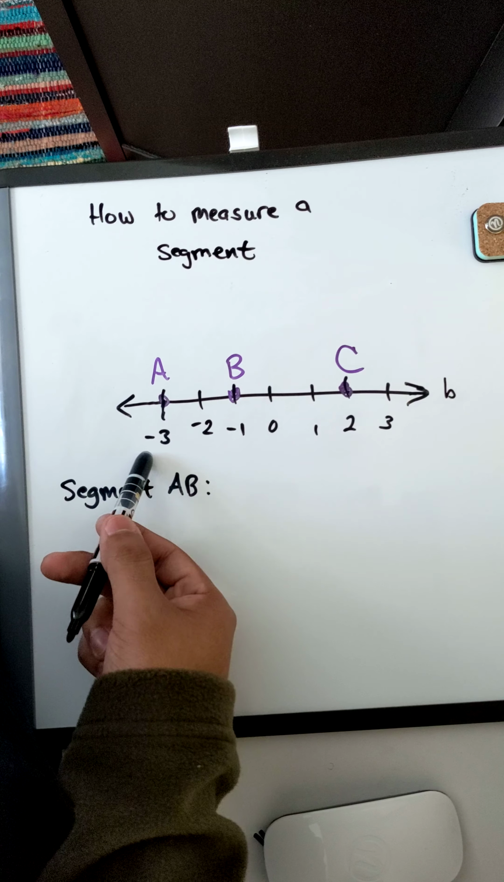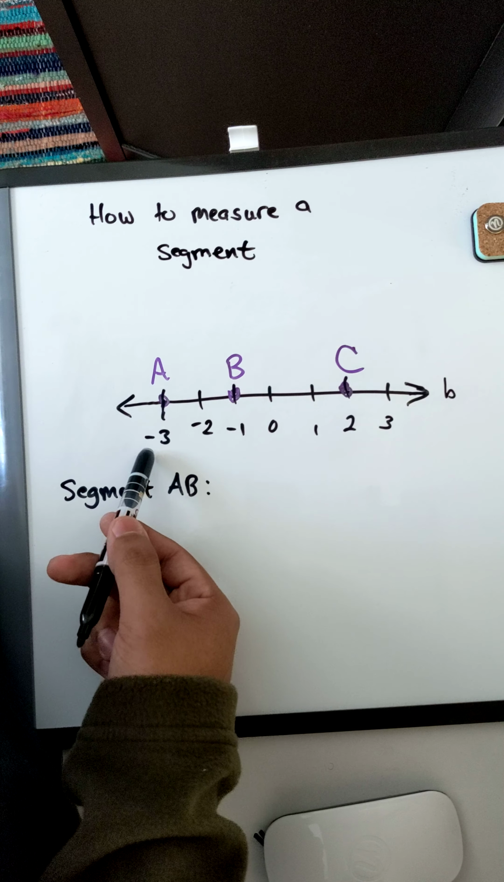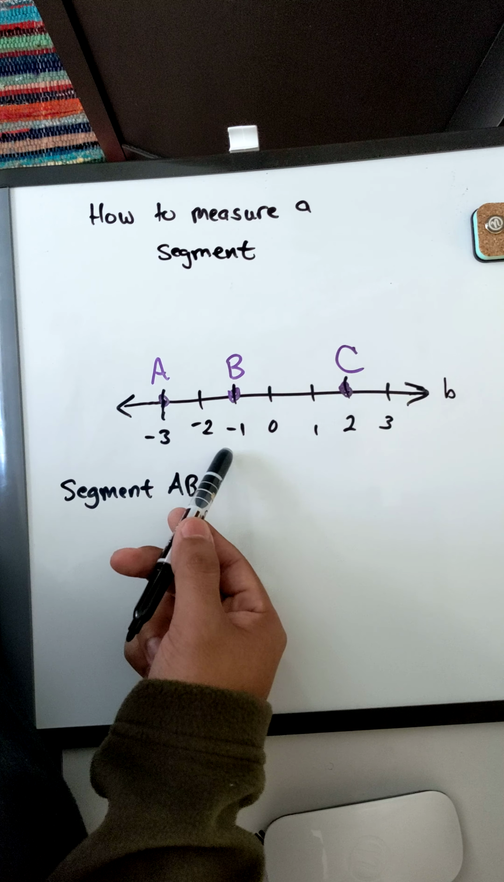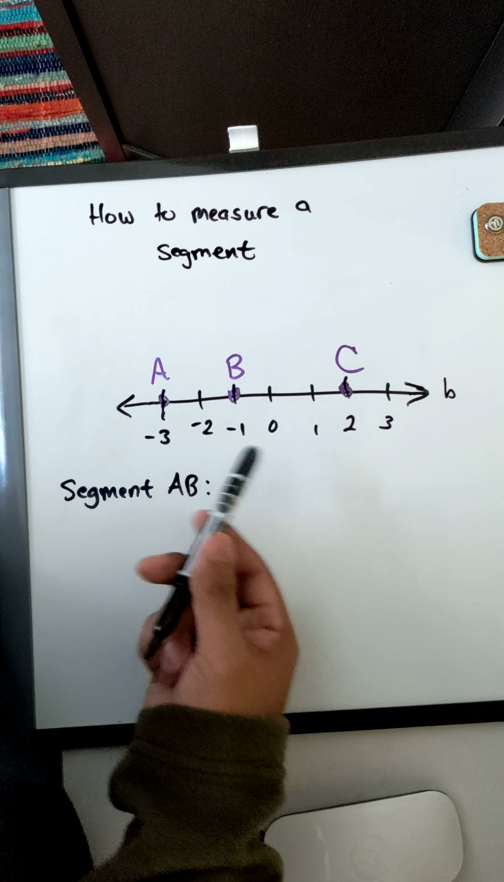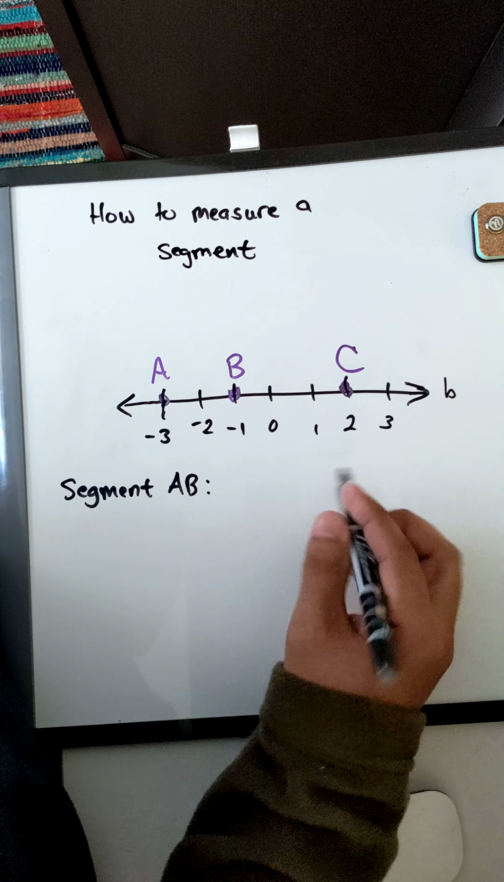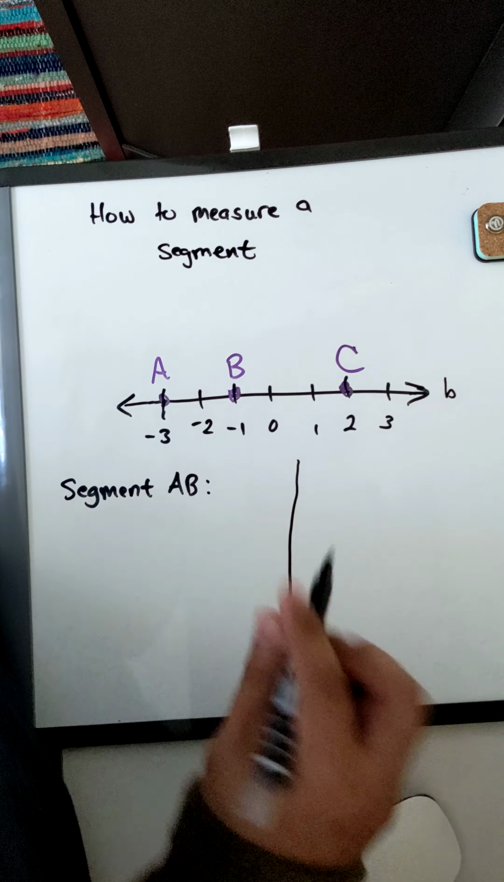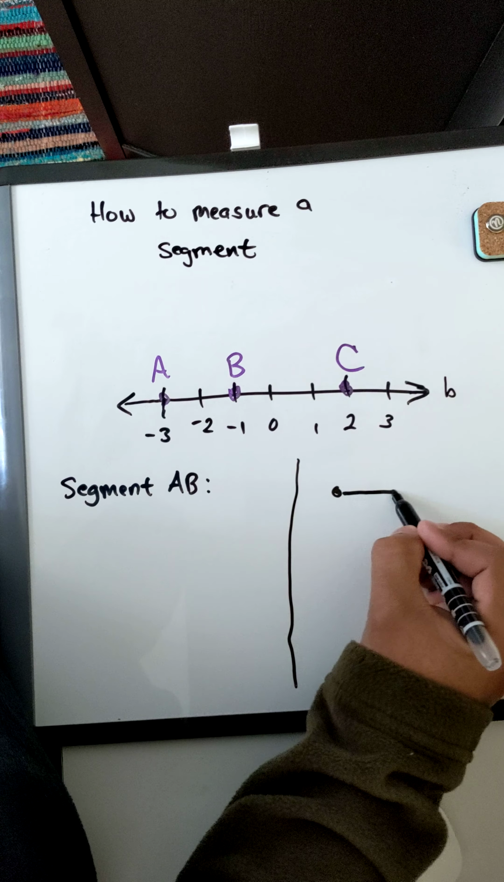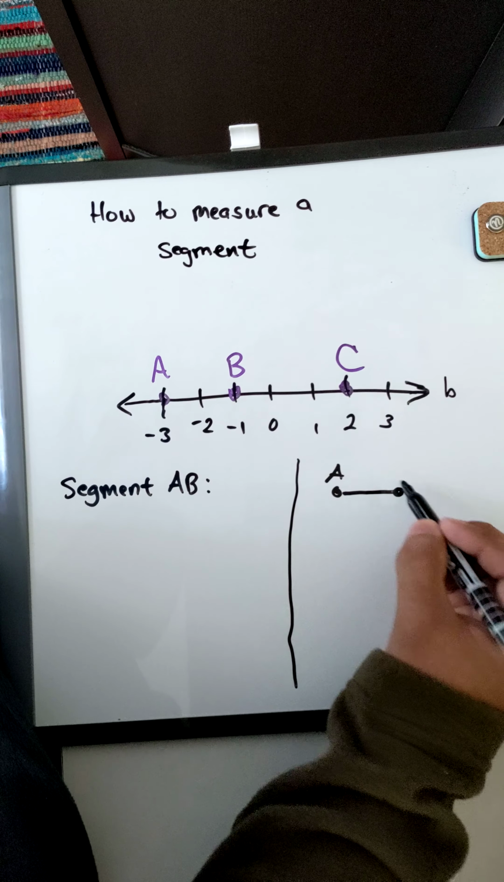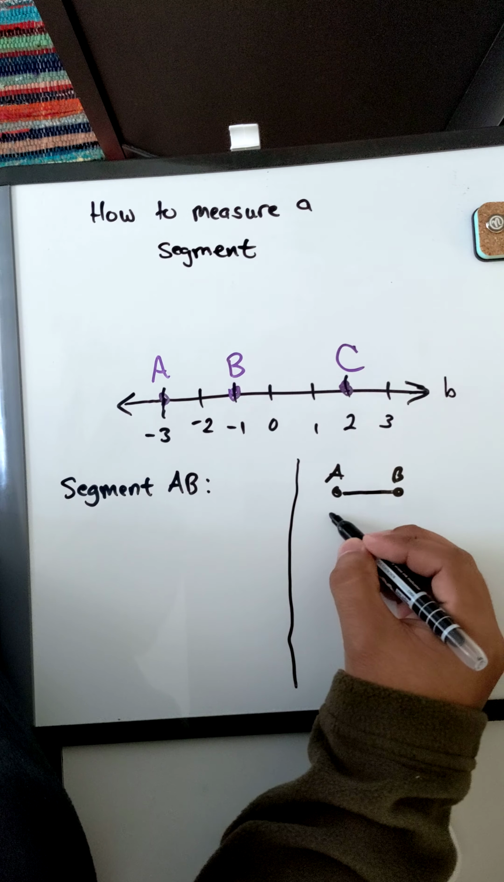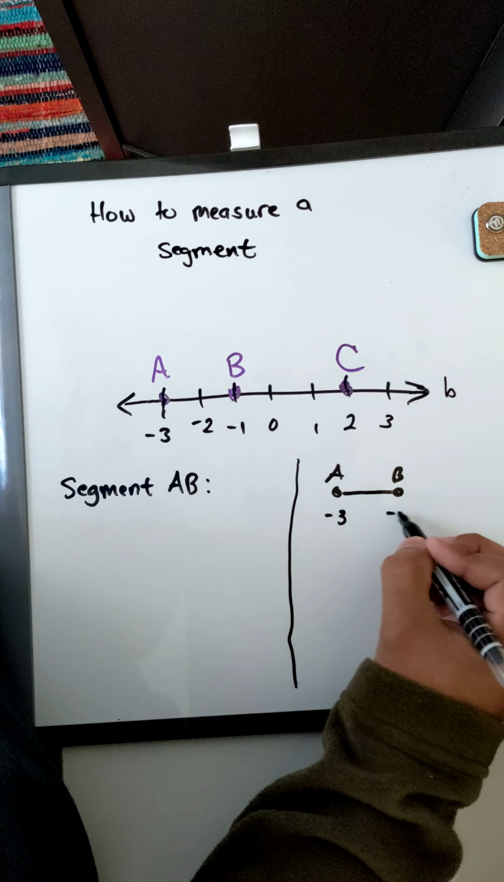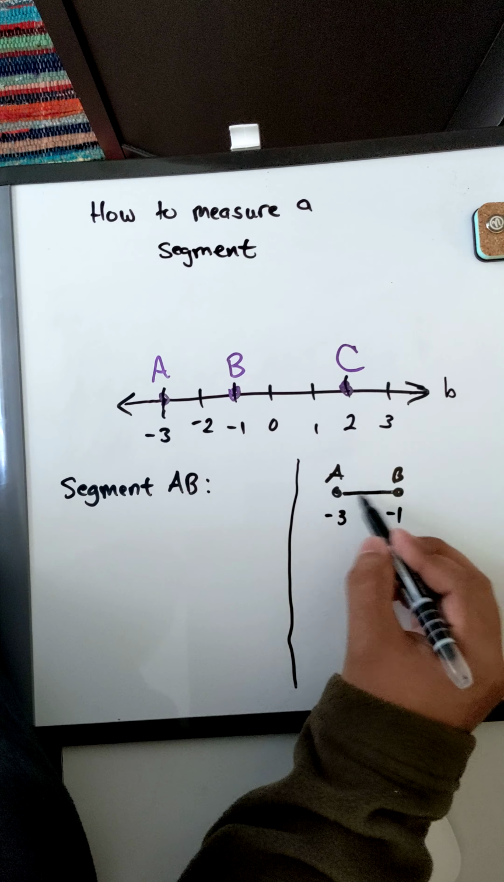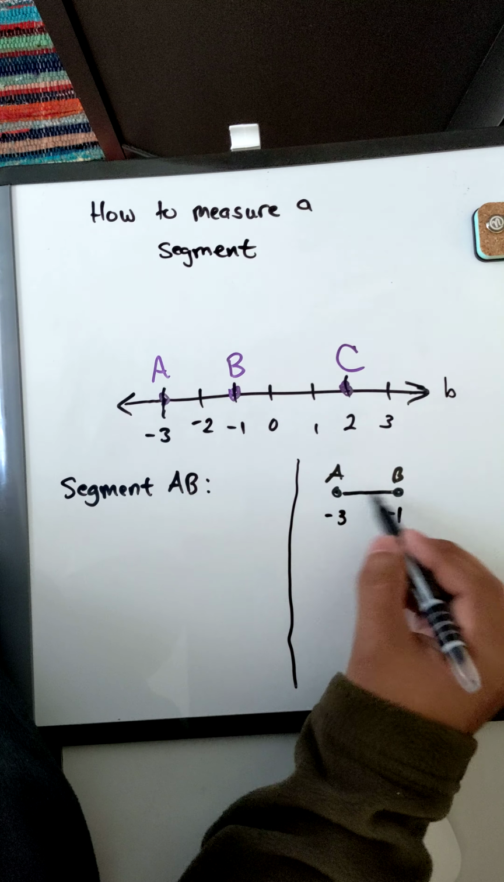Notice A is on -3 and B is on -1. So my line segment, I'm going to draw it on the side right here. This is separate. My line segment of AB looks like this, AB, and it goes from -3 to -1. So how long is this middle part? That's what we're trying to ask. How long is this thing?